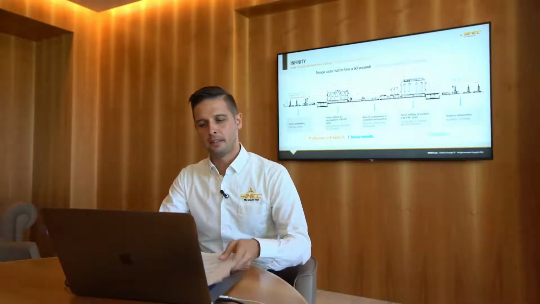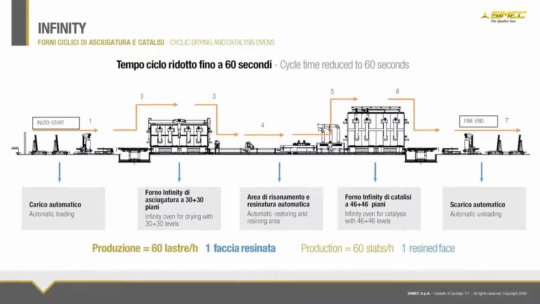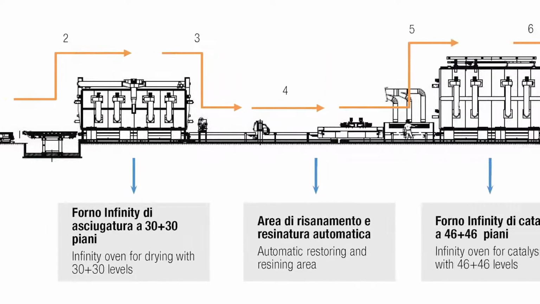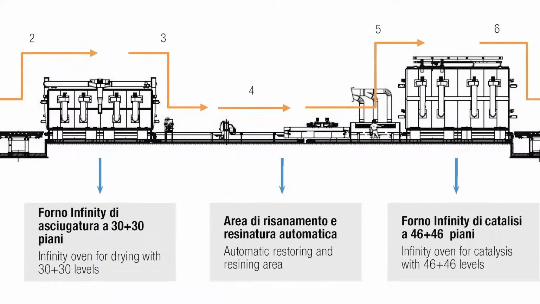And now we can see a typical two-tower resin plant with Infinity ovens. We start with an automatic loading robot with book matching available. Then we have a tray inserter with the first drying tower with 30 plus 30 levels, where the slab stays for 1 hour. From position 3 to position 5, we have the resining area composed of an automatic netting system, an automatic resin application with spraying machine, a vacuum machine and a retouching area.